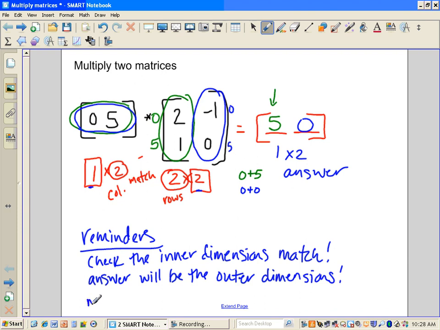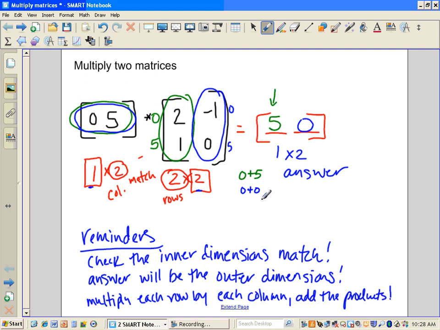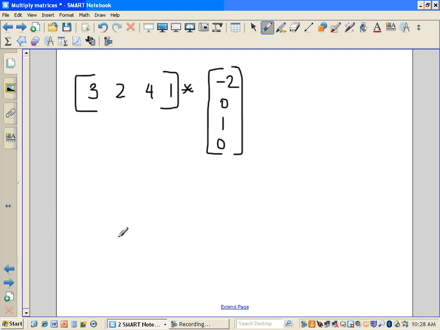And then you're going to multiply each row by each column and add the products. The product is the answer when you multiply. So we multiplied 0 times 2 to get 0 and 1 times 5 to get 5, and then we added those products. All right, let's take a look at another example. This here is a 1 by 4, and this is a 4 by 1. So my inner dimensions match.